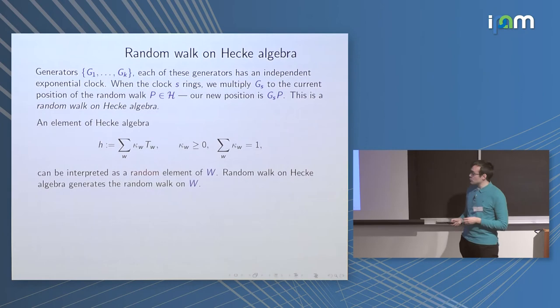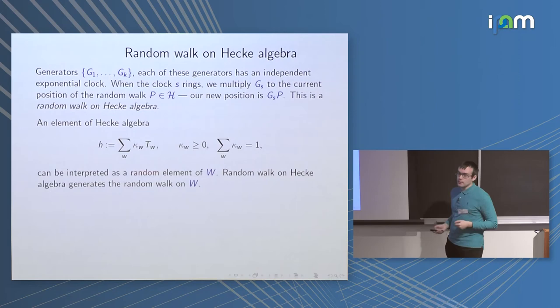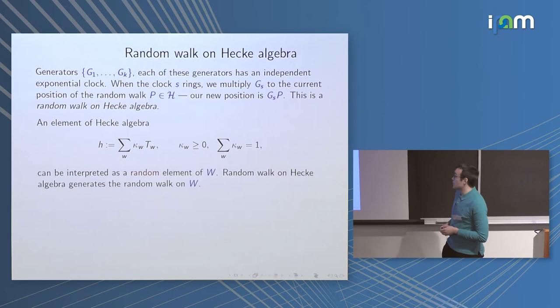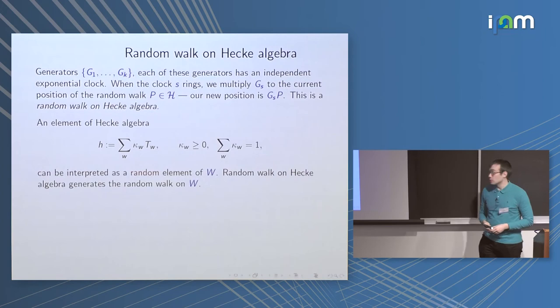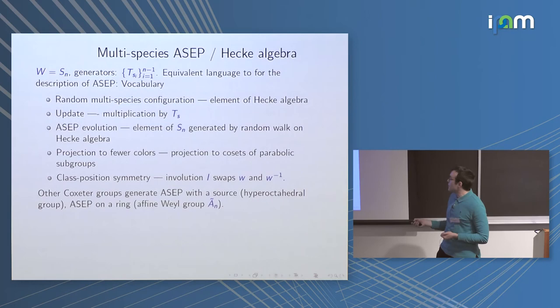But there is another source of randomness, and it appears as follows: if we have an element of the Hecke algebra written in this form, and it satisfies this, then this element can be interpreted as a random configuration on the Coxeter group itself. We just say that this element H produces the element W with a coefficient kappa sub W. So every element of the Hecke algebra produces a random element on the Coxeter group. And then a random walk on the Hecke algebra produces a random evolution of elements on W. This language is equivalent to the language of updates that I used, a sort of tautological vocabulary: a configuration corresponds to an element, and an update corresponds to multiplication by this T sub S, which corresponds to a generator.